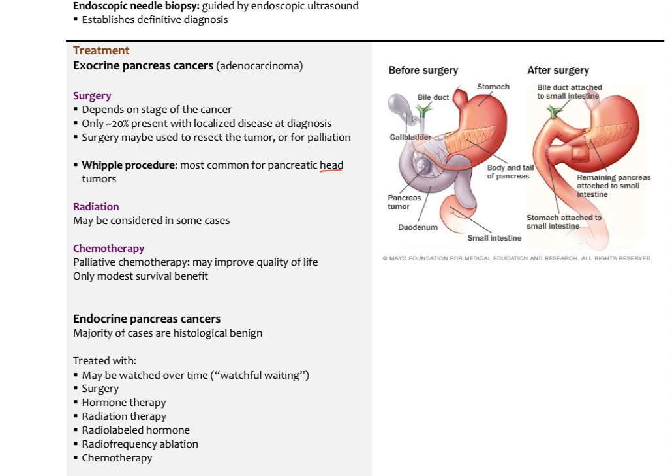Radiation can be considered in some cases, and then chemo, again, usually palliative. Again, we're seeing an increase of immunotherapies, targeted immunotherapies to different cancers. I don't know of any studies with pancreatic cancer at this point, but that might be something that we see down the road as well.